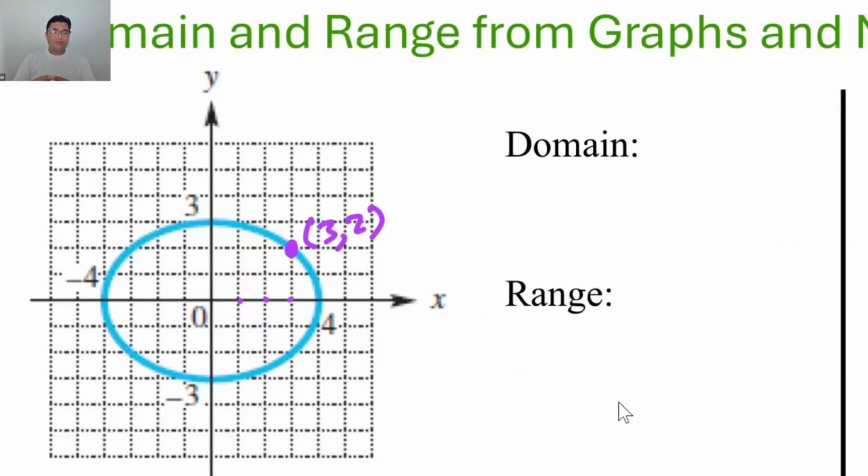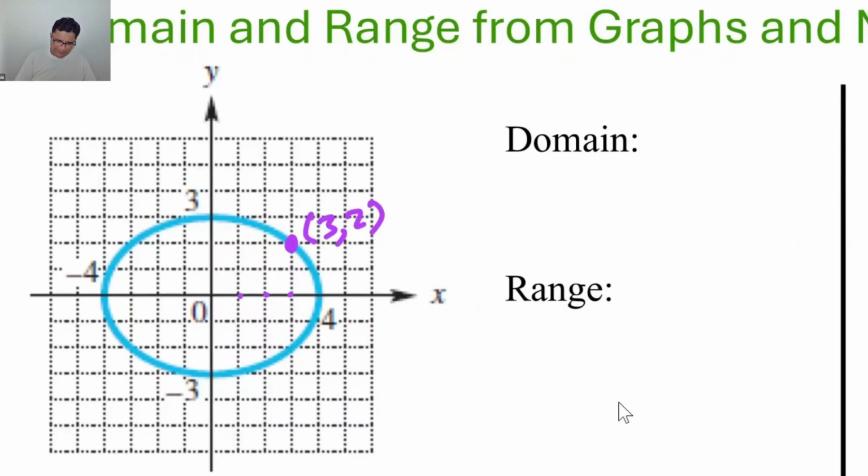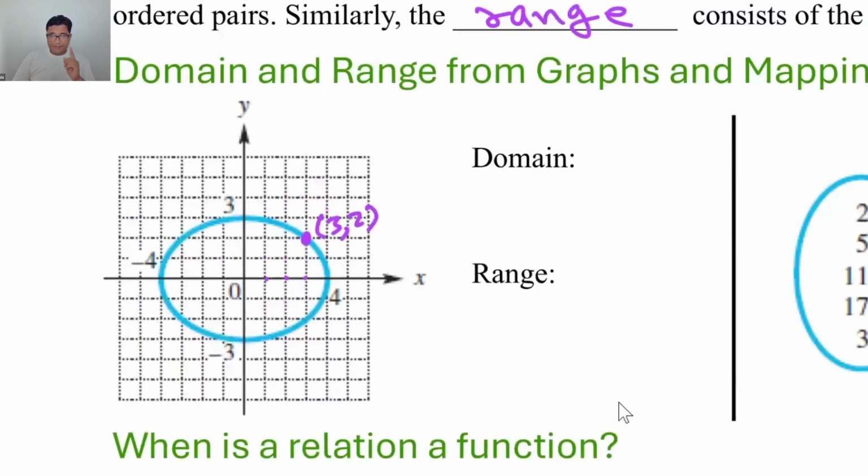Okay, infinite number of ordered pairs, so it won't be possible to list them. There are infinitely many points there. So we will represent that with the equation and all that. We'll come to that later. Right now, we want to write the domain and range.